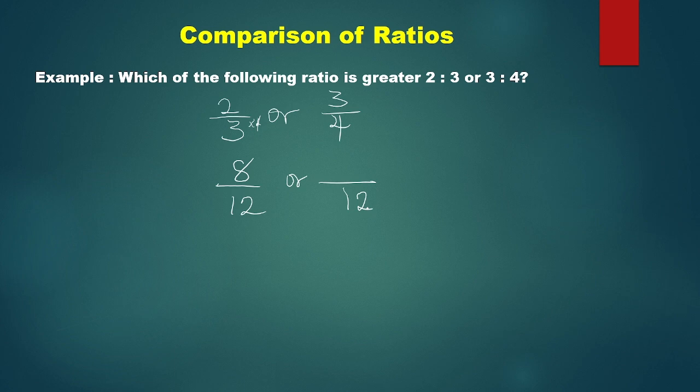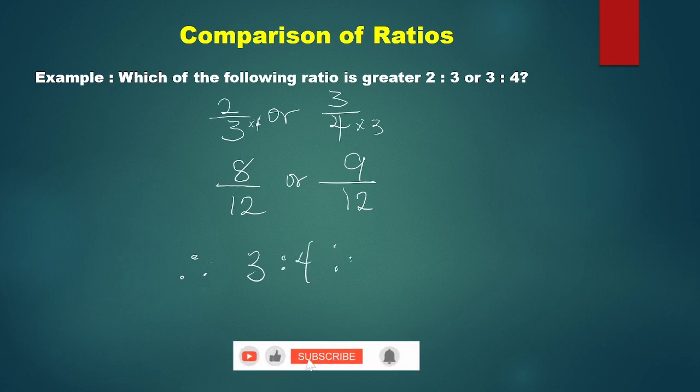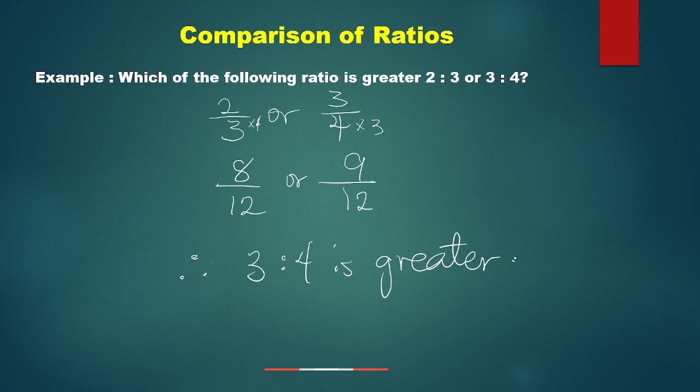And what would I multiply by 4 to get 12? That's simply 3. So I'll multiply the numerator by 3. I'll also get 9. Now look at the numerators, 8 and 9. Which is greater? 9 is greater. So therefore, 3:4 is greater. That is simply how to compare ratios, by turning them into fractions and solving like you're solving a fraction. Next, we are going to learn how to find missing quantities in a given ratio.